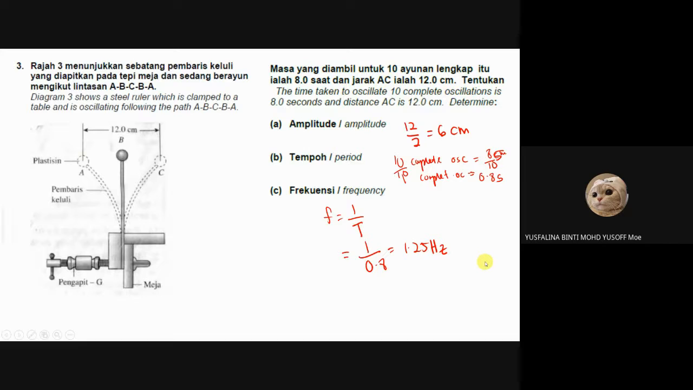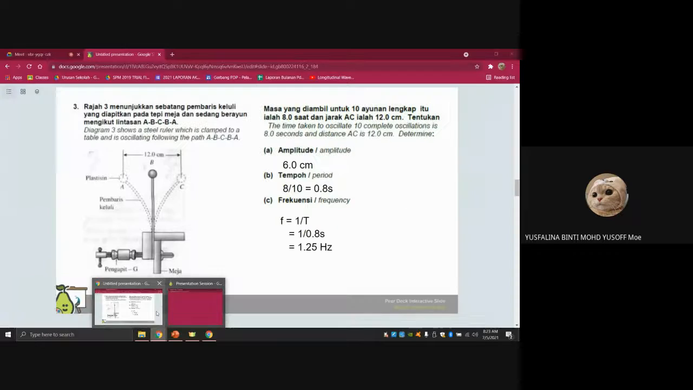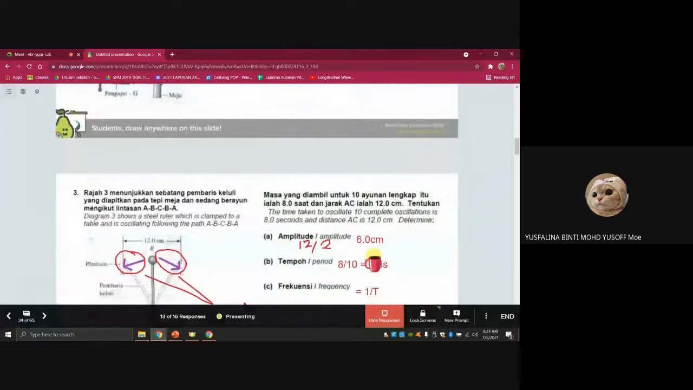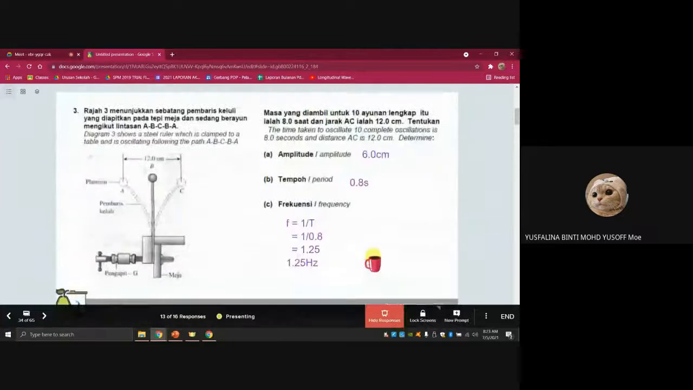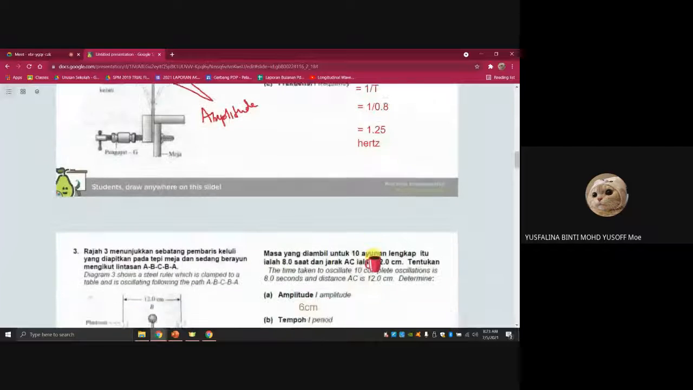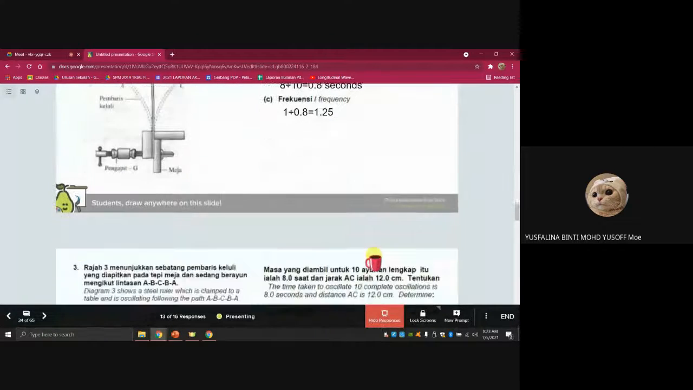Let's check your answers, go back here. Are you clear how to answer this question? 1.25 hertz. Just now I saw someone put 0.75.